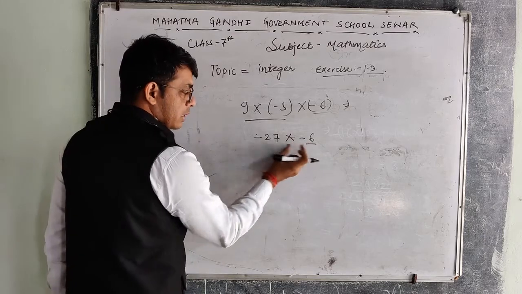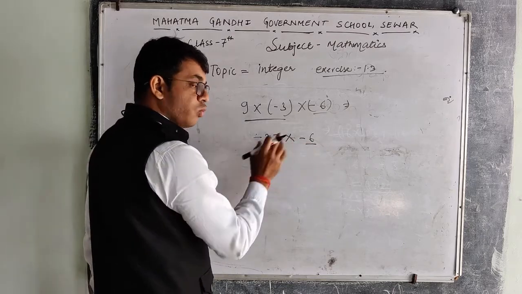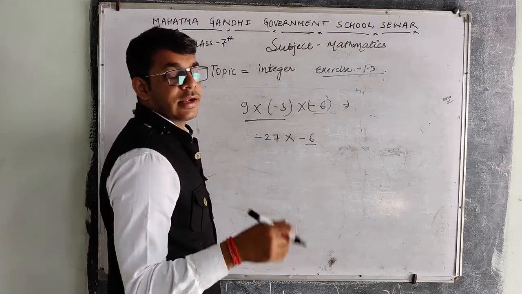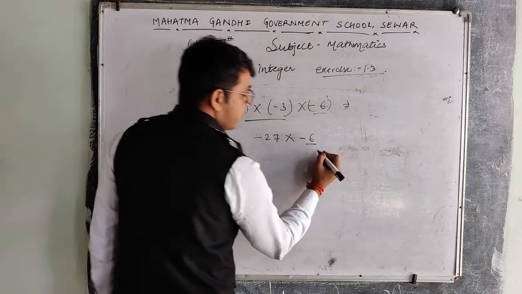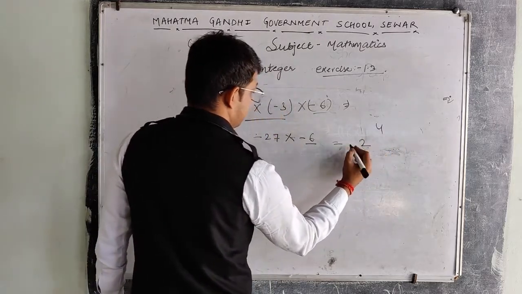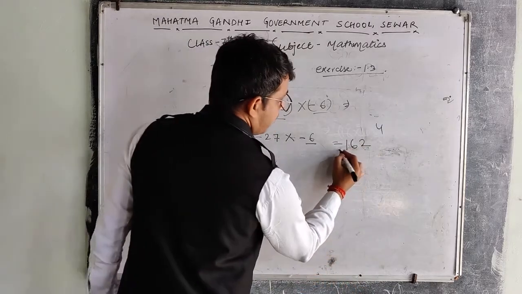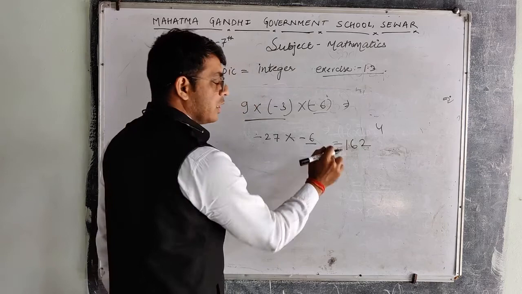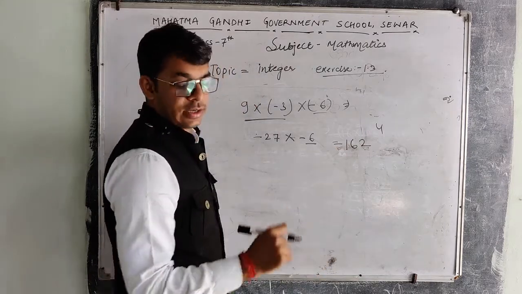Now these two numbers are of negative sign. When two negative sign numbers are multiplied, the result is always positive. If we multiply these, what will be the result? 162, positive. If any number is positive, then there is no need to write down the sign.